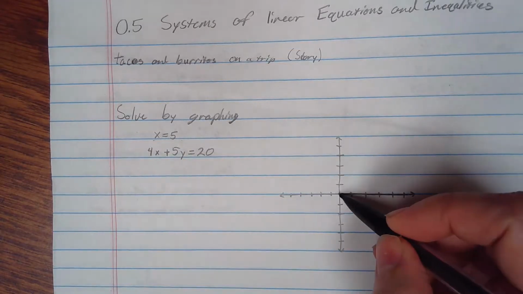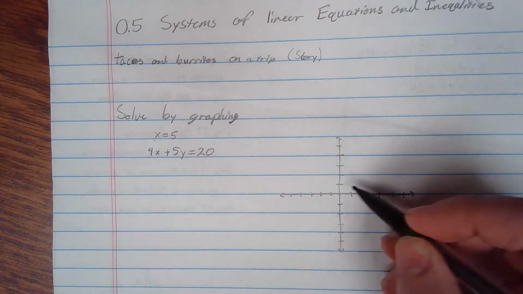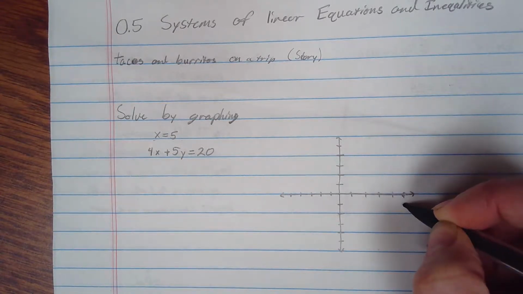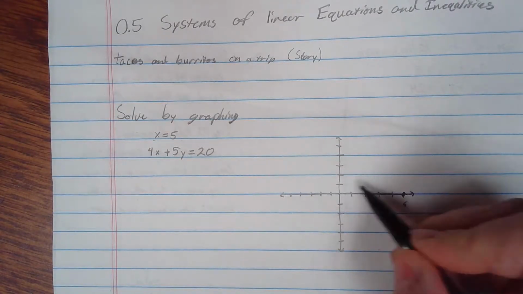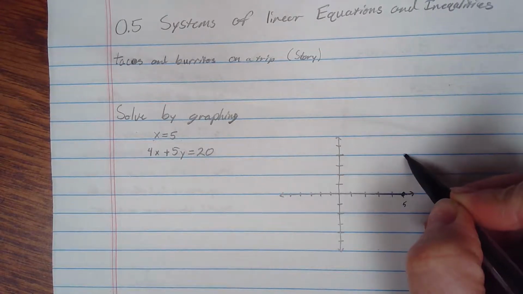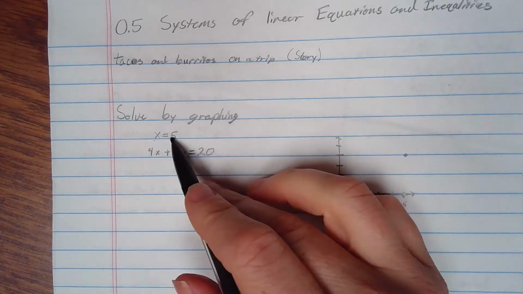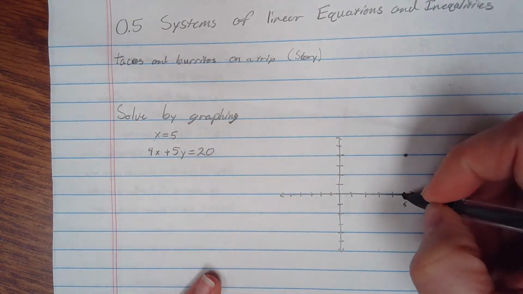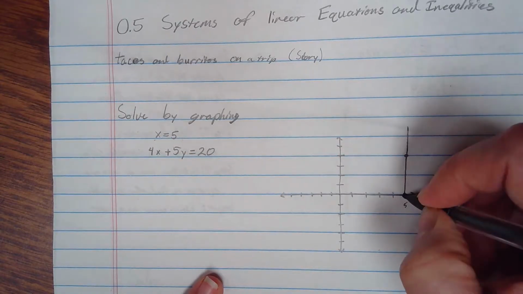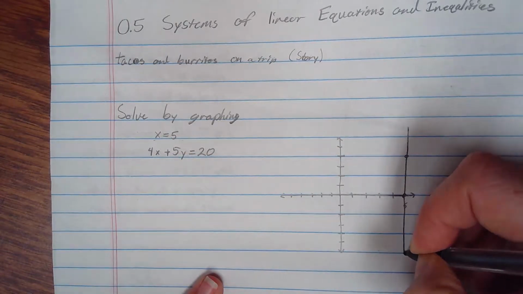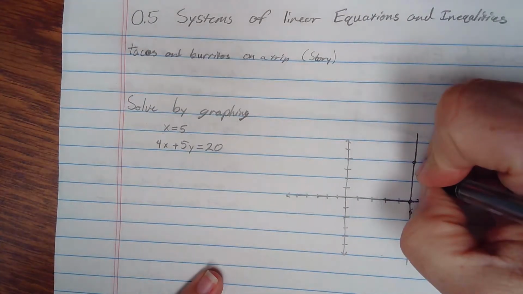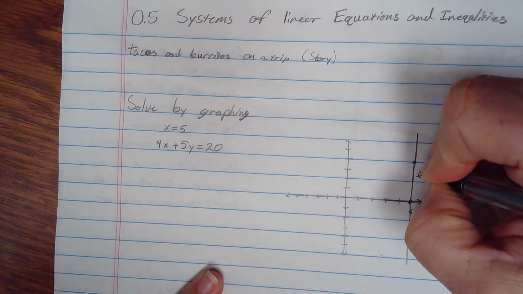y can be 0 and x is 5. 1, 2, 3, 4, 5. When y is 0, x is 5. When y is 4, x is 5. Basically, it doesn't matter what y is. x is always going to be 5. So here is this line. x is always 5. Okay? x is 5.